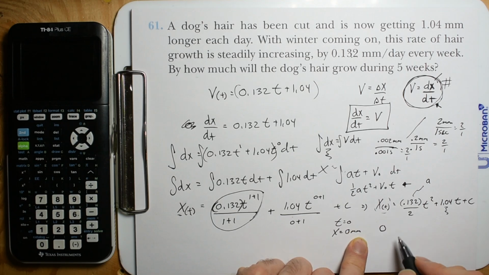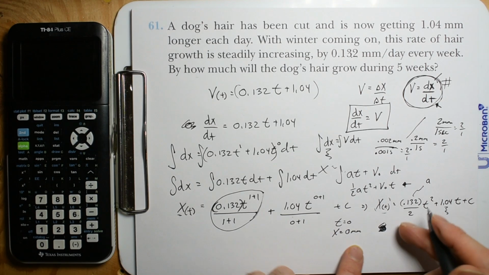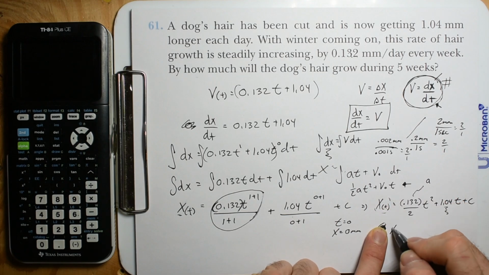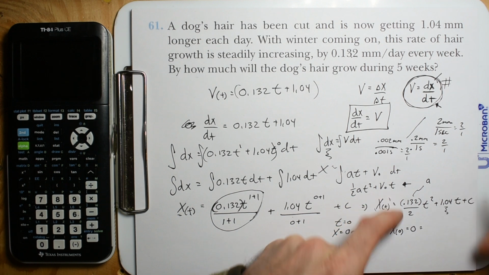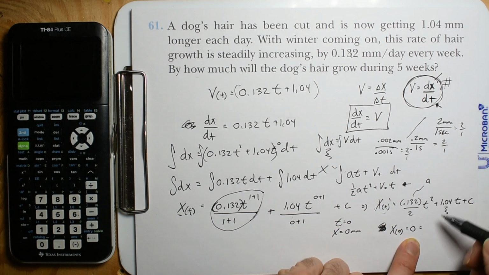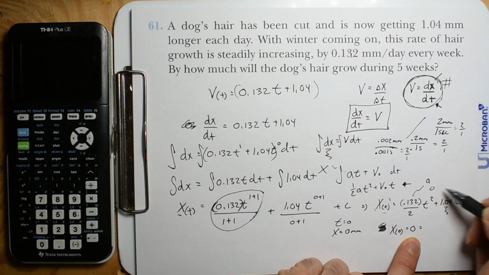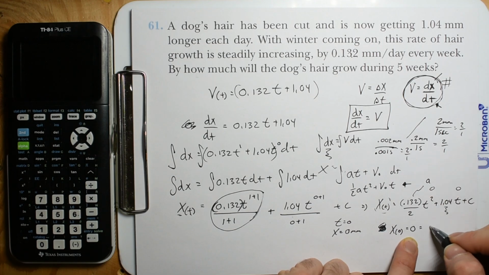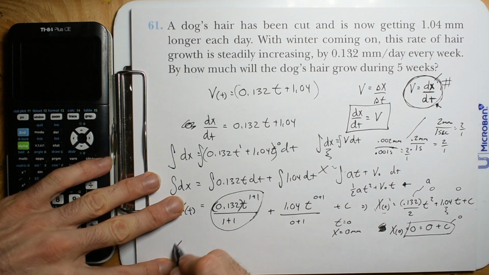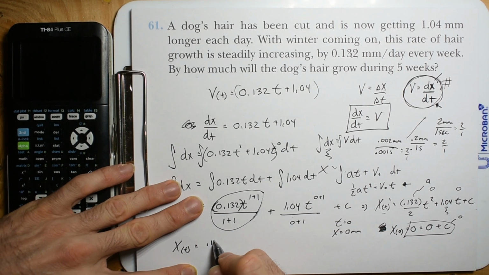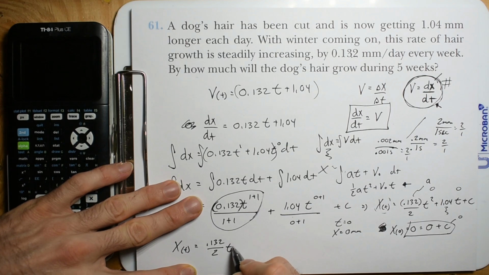Cool. And I guess even that might be kind of confusing, where it's just like, hey, this is position at 0 seconds, that is equal to 0, and then we go on to this side of the equation. I don't have room to write it, but if I throw in 0 here, this becomes 0, this becomes 0. So we have 0 is equal to 0 plus a constant. To make this equation balance, the constant has to be 0. Okay, sweet. So now we have our equation for position is 0.132 over 2 t squared plus 1.04 t.